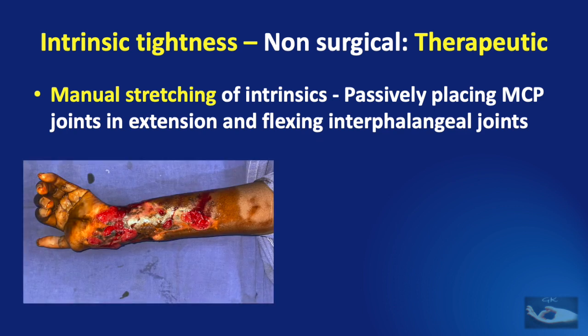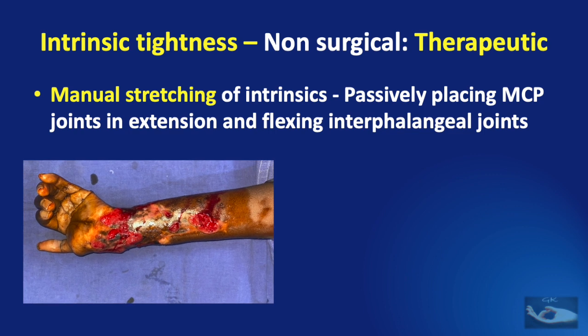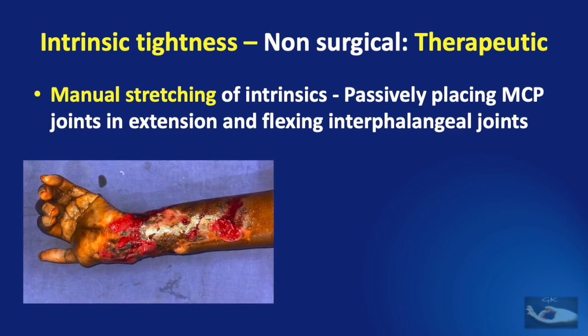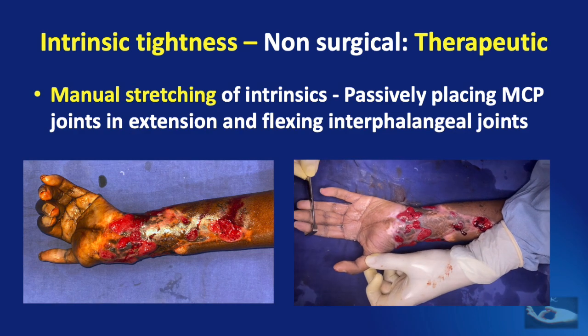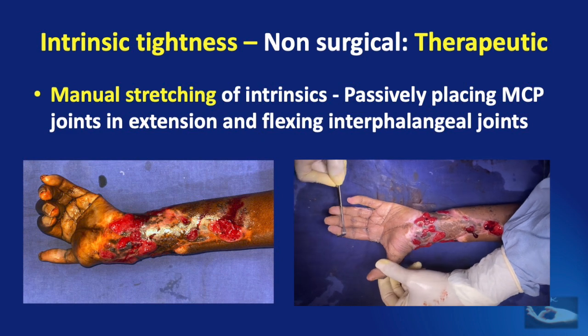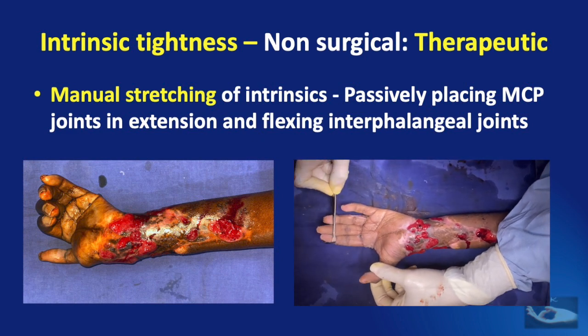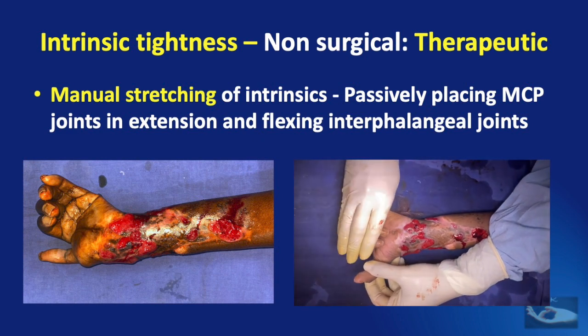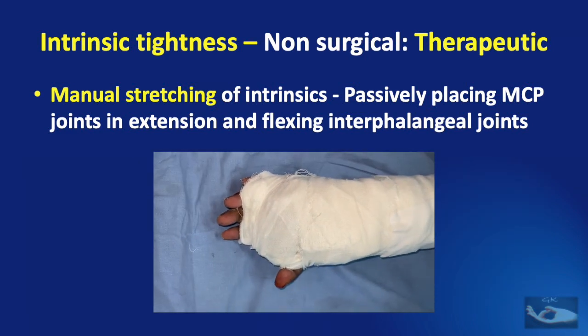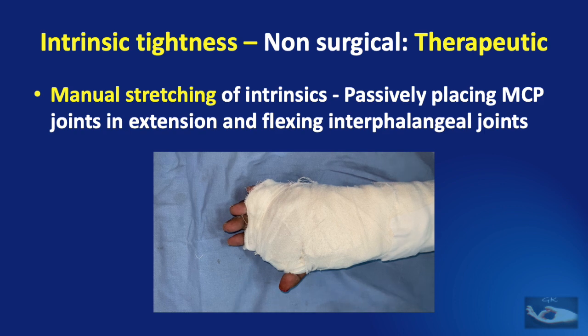This patient, 3 months since he had sustained burns on the left hand, is beginning to develop intrinsic tightness. The priority before reconstruction of the skin here would be the release of the intrinsics. Under anesthesia, the metacarpophalangeal joints of the fingers were stretched and immobilization done of the metacarpophalangeal joints in extension, allowing interphalangeal joint flexion.